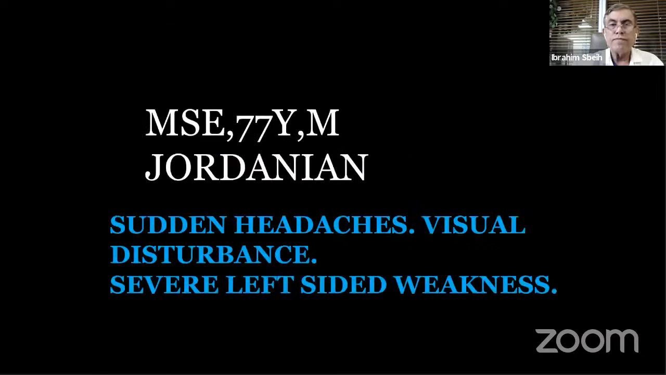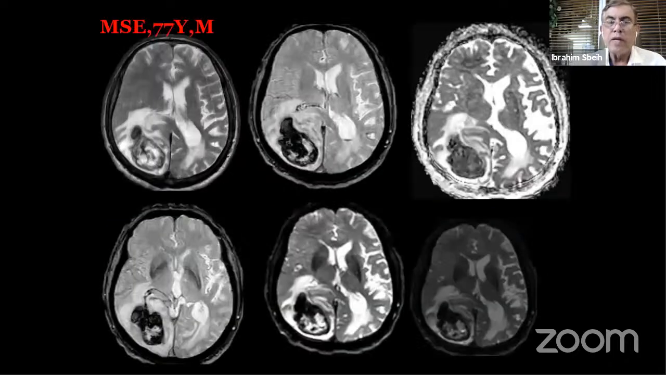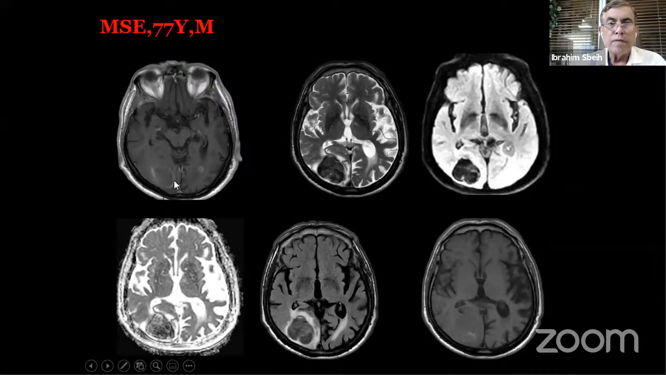Case number 4. A 77-year-old Jordanian man with sudden headaches, visual disturbance, and severe left-sided weakness. Look at the MRI: you can see hemorrhage here, and you can see another lesion here. So major hemorrhage here, but there is another lesion here. So one area and another, one area and another.